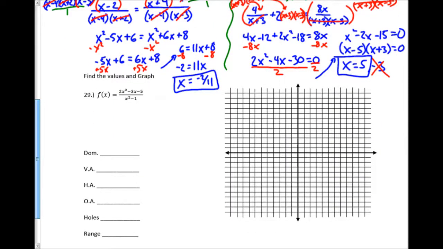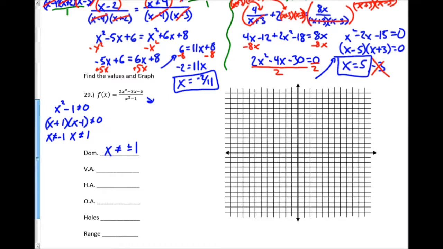In the next one, we want to find all these values and then draw a quick sketch of this thing. So I start off with the domain restrictions, which is what I get when I set the denominator equal to 0 or not equal to 0. This factors into an x plus 1 and an x minus 1. So I find out that x cannot equal a negative 1 and x cannot equal a positive 1. So those are my domain values. They're my domain restrictions.